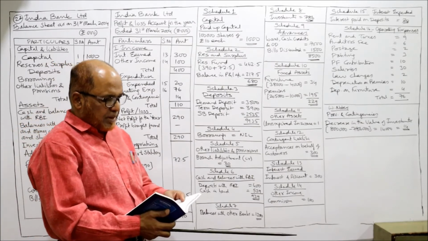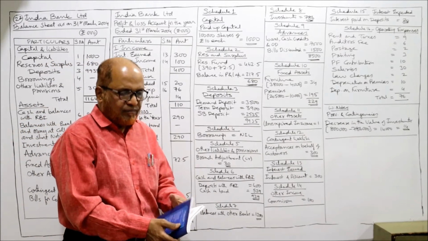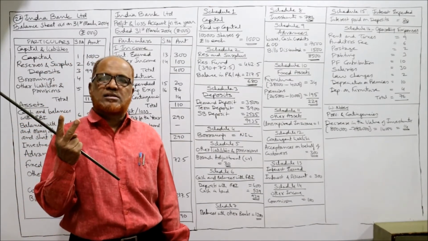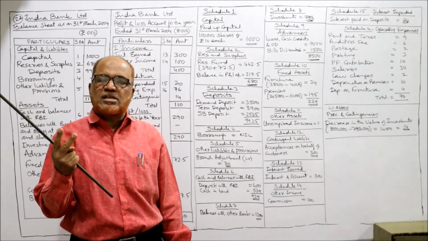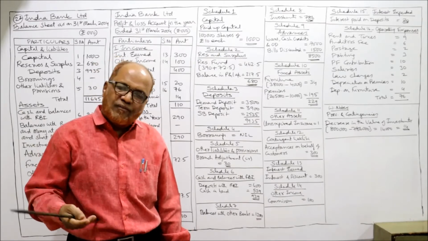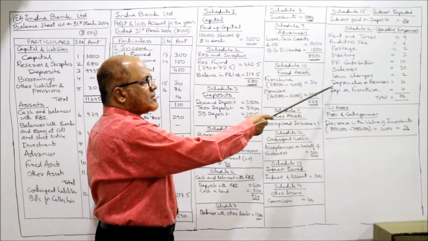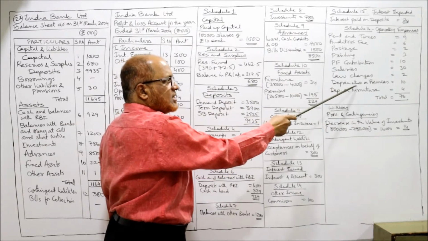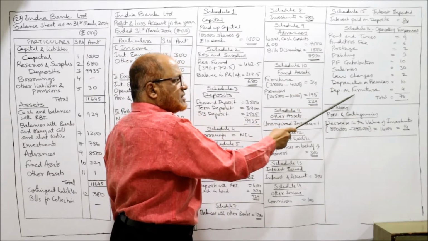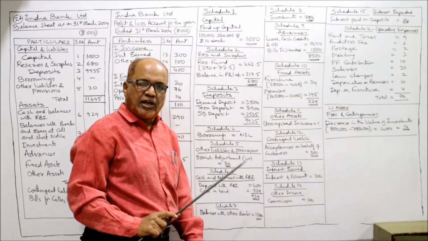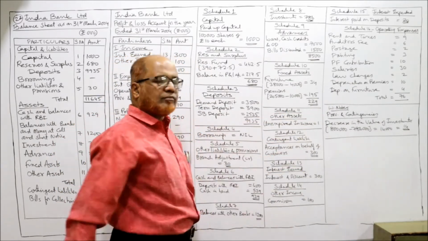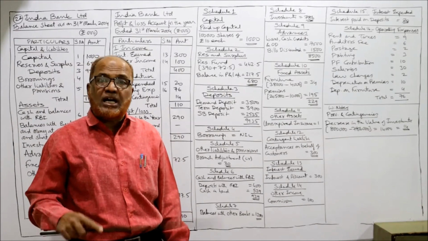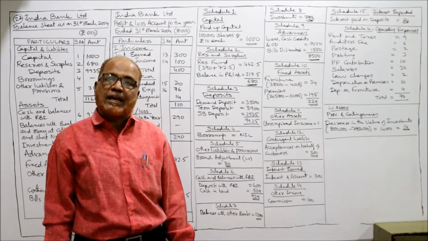Then depreciate premises by 10,000 and furniture by 4,000. So this depreciation will appear twice. Depreciation on premises, depreciation on furniture. First we will take under operating expenses, 16th schedule, operating expenses, depreciation on premises 10,000, depreciation on furniture 4,000. Ignore 3 zeros, 10, 4. Now the same depreciation on premises and furniture should be deducted in schedule number 10.